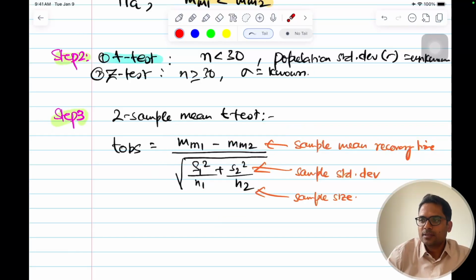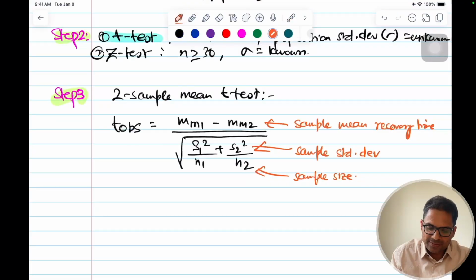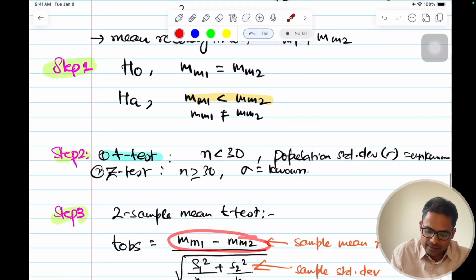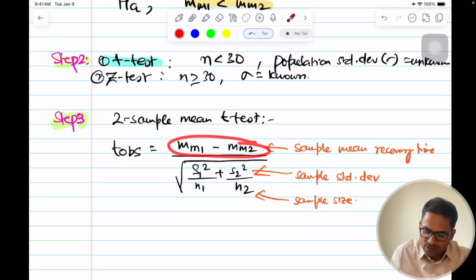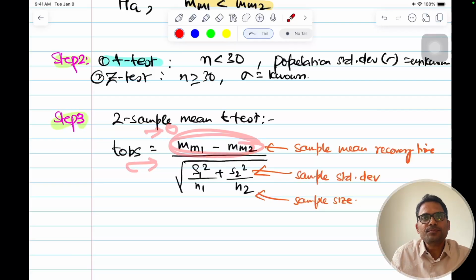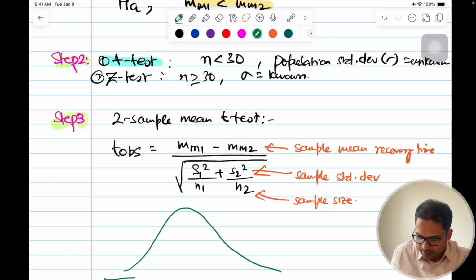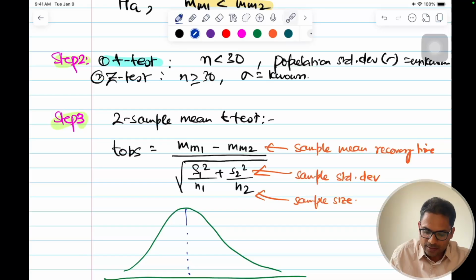Now this is clear. So what happens if the 2 means are very close? If they are very, very close, this is saying the null hypothesis, that if both are very close, my t observed will become 0. It will be close to 0. For example, if this is the kind of distribution, assume even the t distribution is symmetrical, but its tail is a bit different. Okay, and say this is your mean.